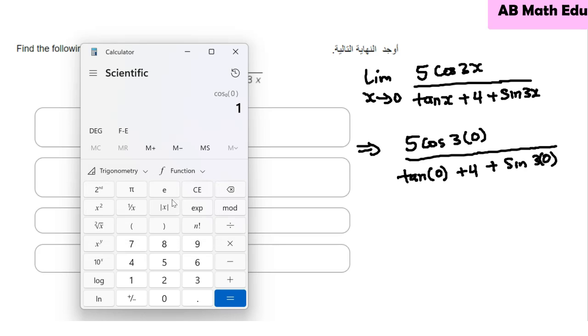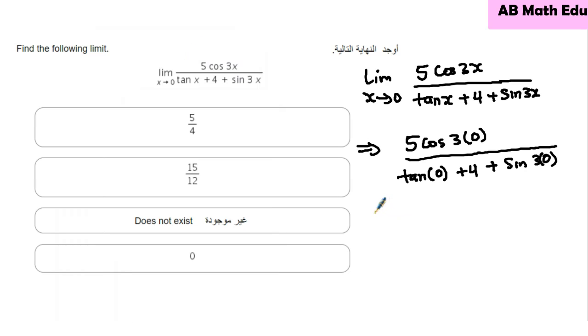So cos 3 times 0 is going to be 0. So cos 0 is going to be 1. And then let's check tan 0. So 0, and then you type tan. So tan 0 is also 0. And then you check sine 0, because 3 times 0 is going to be 0. So sine 0, and then pick sine. That one is also 0.